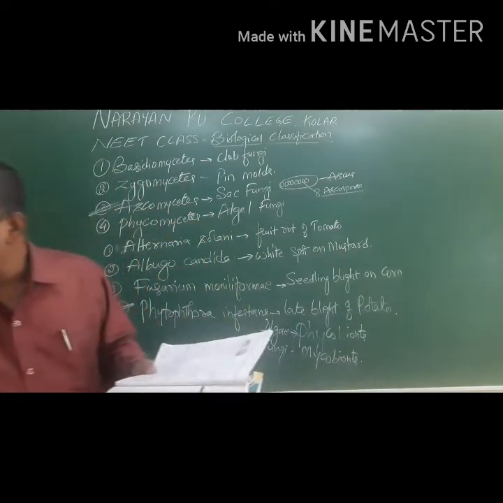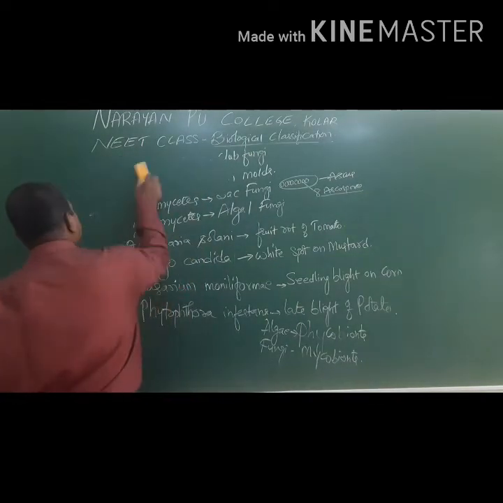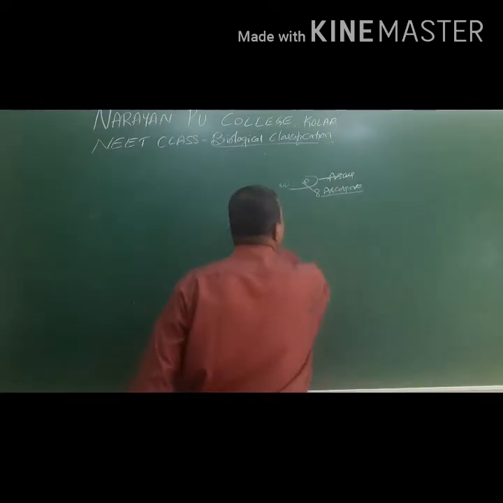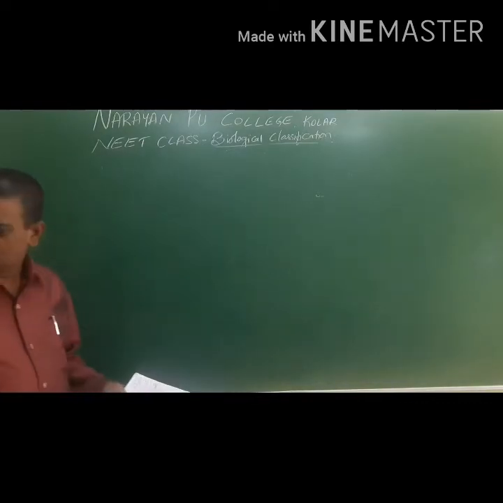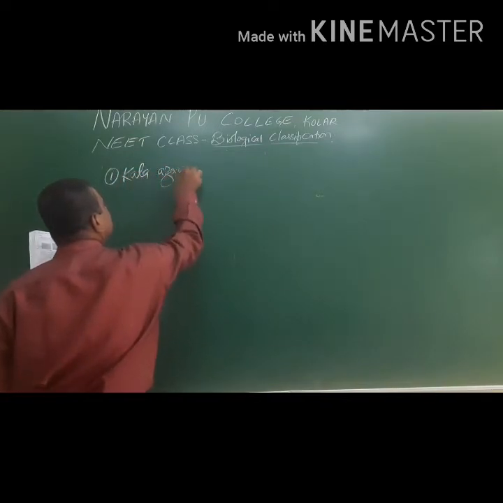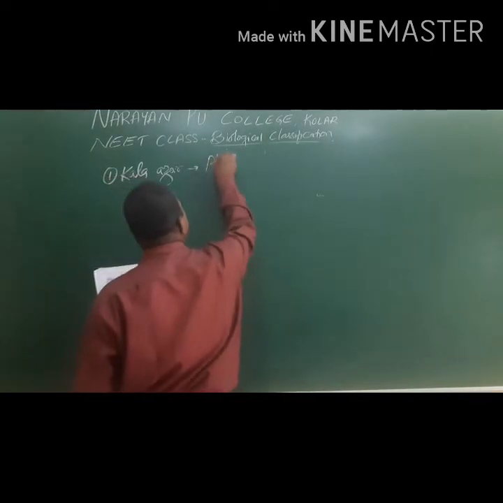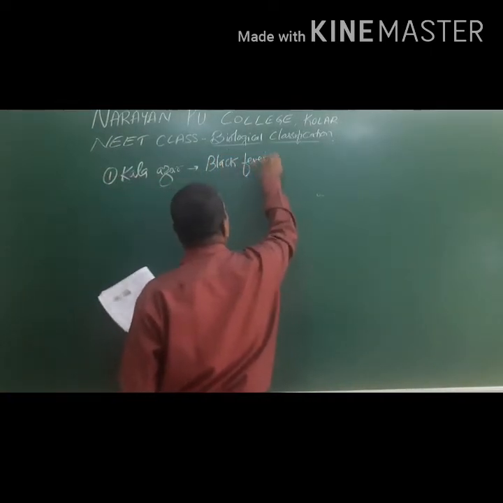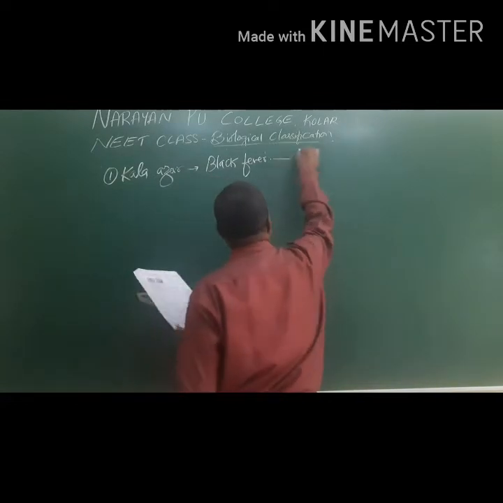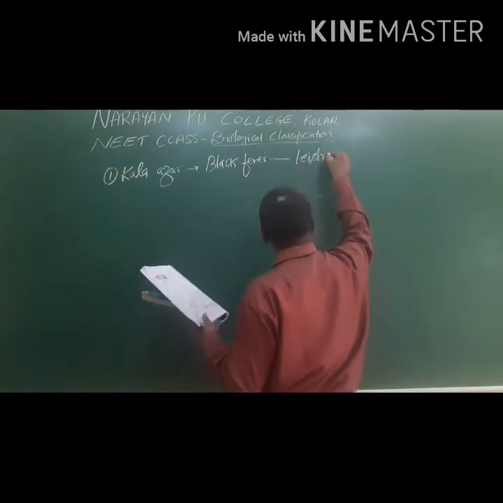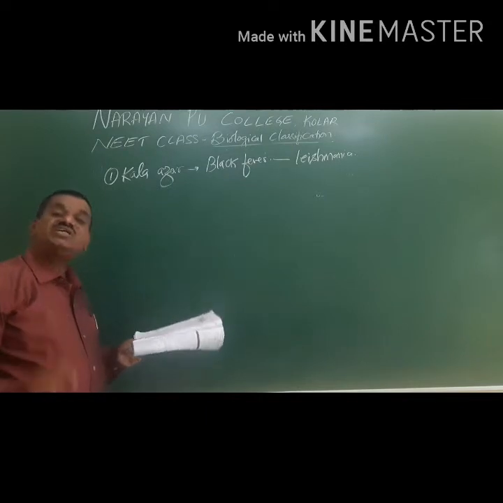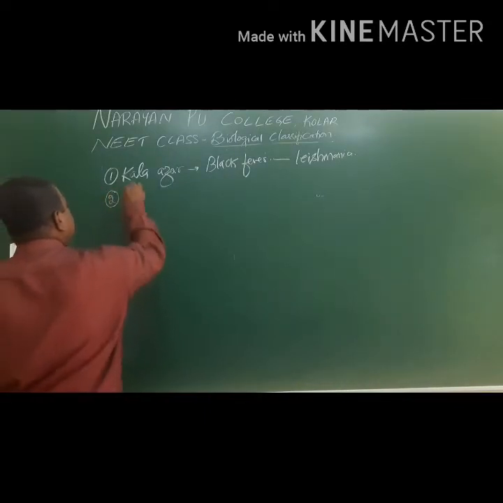The first one is called Kala Azar. Kala Azar is nothing but black fever. It is caused by Leishmania. Black fever is caused by Leishmania. This is also called sleeping sickness. So we go for the second option.